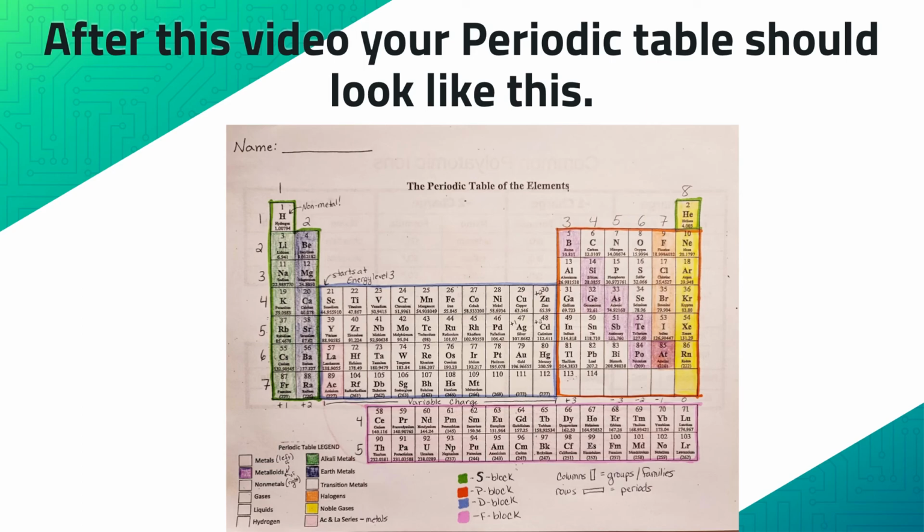And then in outline, you're going to outline your periodic table with green. And then your S block in green. You're going to outline your P block in red and your D block in blue, and your F block in pink.